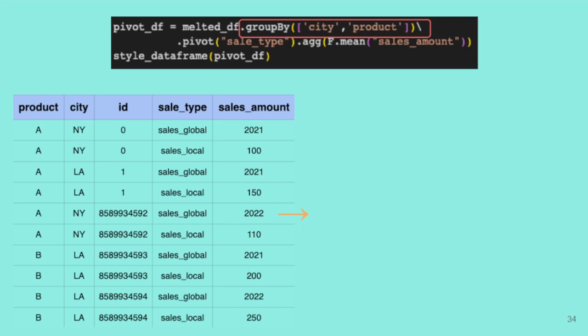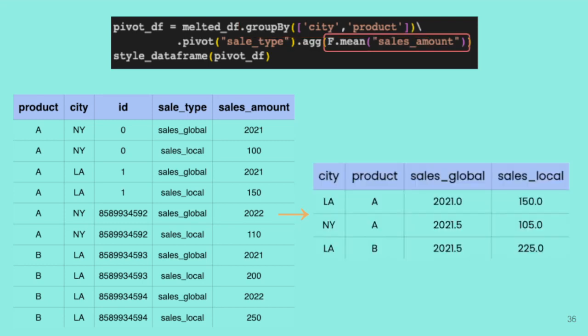For example, if you group only by city and product and not by ID, and use the mean aggregate function instead of first, you get the mean sales revenue for both the local and global sales for all combinations of city and product.